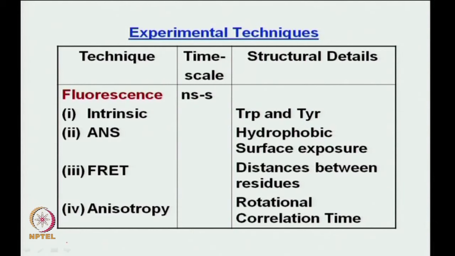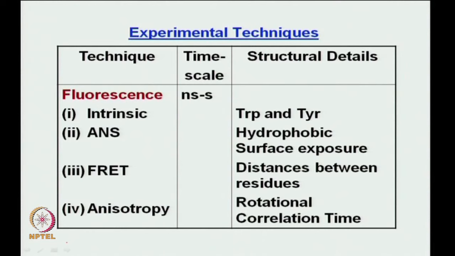So, this you have seen before, but I will just quickly scan through it. Some of these experimental techniques, one is fluorescence. Look at the relevant time scale, you can go from nanoseconds to seconds, right. And what do you get out from it? Intrinsic fluorescence means something which is present in the protein itself. Some of the intrinsic amino acids are tryptophan, tyrosine, also phenylalanine, but tryptophan and tyrosine are the ones which are mainly used in the fluorescence emission.